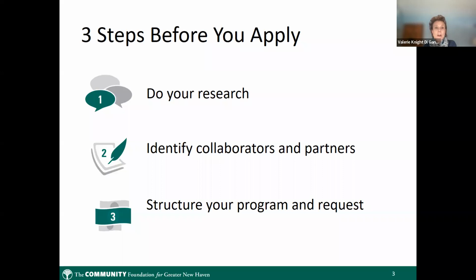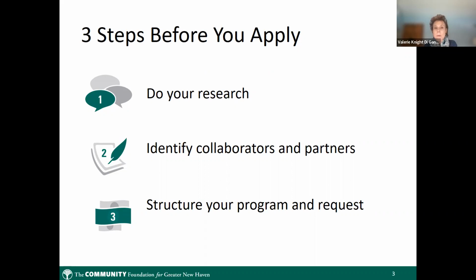Number three, structure your program and your request. Define your goals, your outcomes, and your measures. Prepare a preliminary budget. Write an implementation plan of how you're actually going to work on the project that you're talking about. Develop a fundraising strategy, which includes many different sources of support, and then select potential funders, such as the foundations that we're working with today, and others who might be able to help you with the work that you're doing. Then write your proposal.